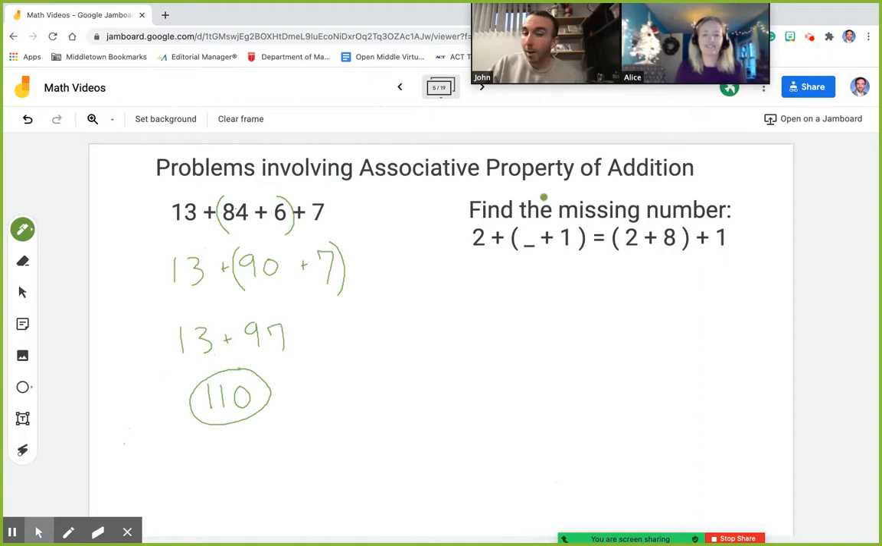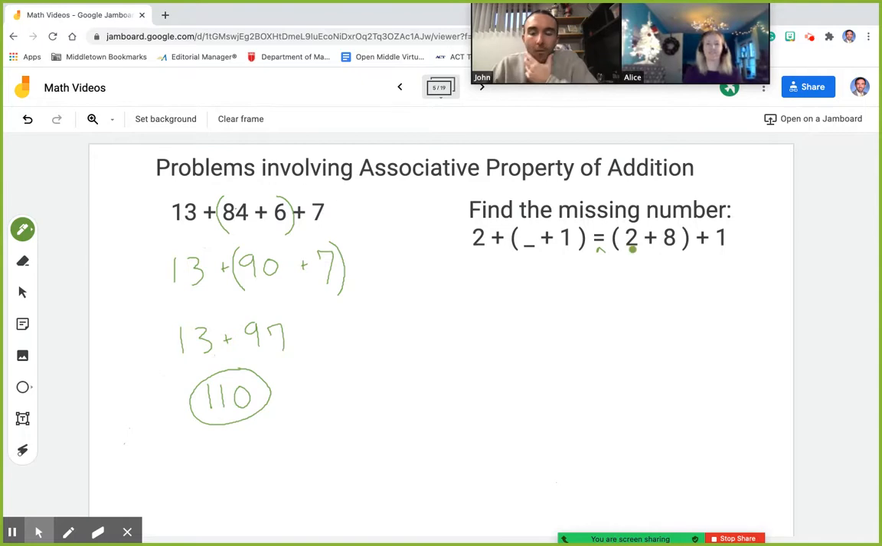Awesome. So I'll do the second problem, find the missing number, 2 plus parentheses blank plus 1 equals parentheses 2 plus 8 plus 1. So based on what you're saying, Alice, I am free since I'm dealing with addition all the way through on both sides of my equation. I'm able to regroup where those parentheses fall because addition is associative. And an equal sign just means that the amount on each side is the exact same thing. We're sort of maintaining a balance.